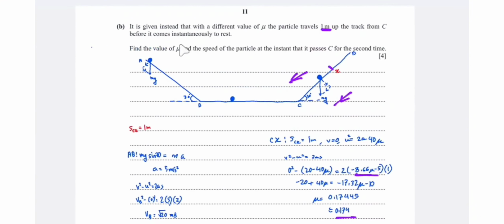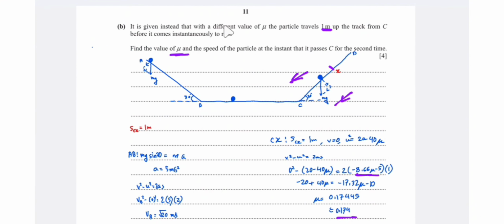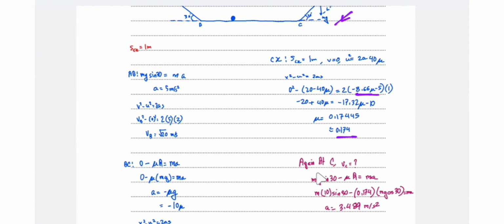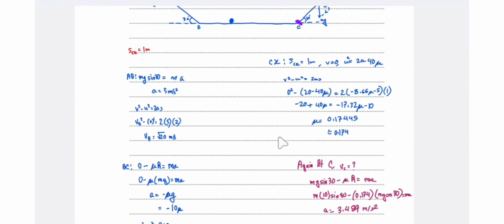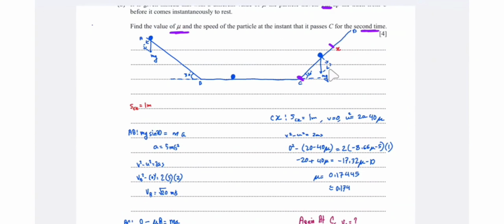Now we have found the value of mu. Now again at point C, we need to find the speed. That means the speed of the particle at the instant when it passes C for the second time. So to find it, for this object, the particle after moving upward comes to rest at point X, then again the particle is moving downward, and we need to find the speed at C again when it moves downward.